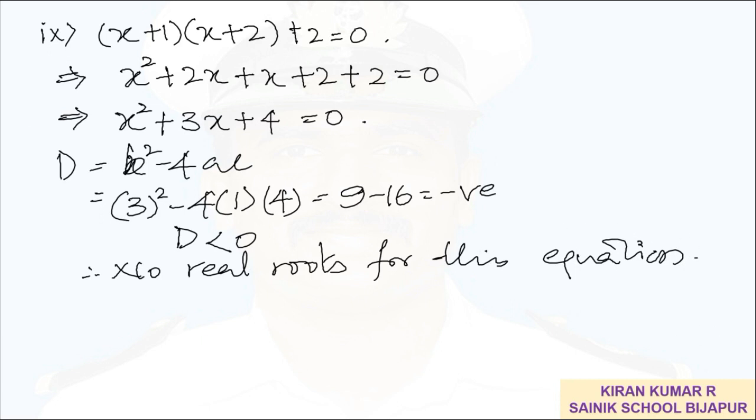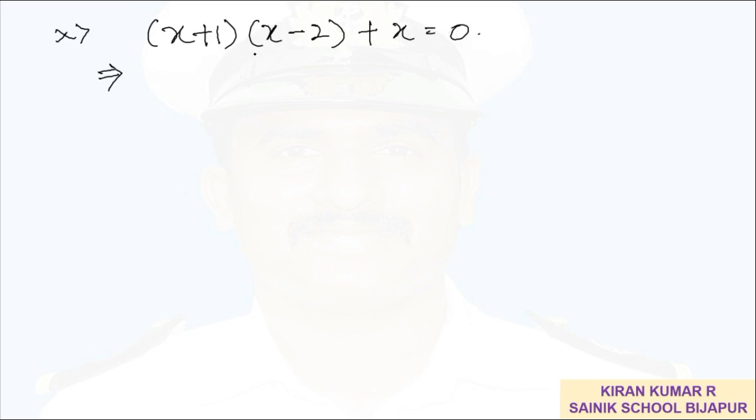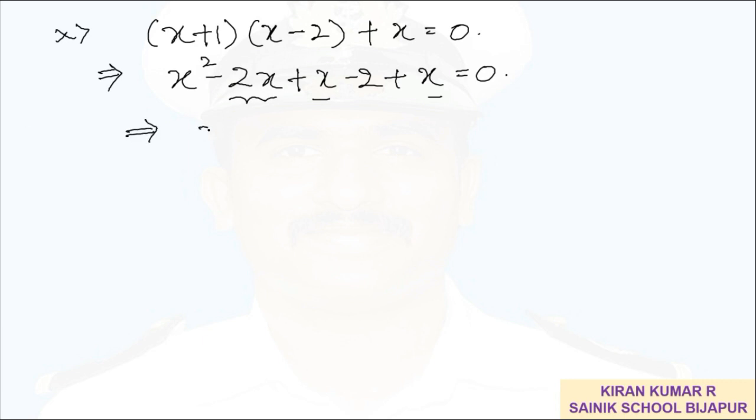Let's solve the last one, question 10. We have (x plus 1) multiplied by (x minus 2) plus x equal to 0. Let me multiply these two terms to make it as a standard one. I get x squared minus 2x plus x minus 2 plus x equal to 0. Here this x plus x becomes 2x and this negative 2x will get cancelled. The equation turns out to be x squared minus 2 equal to 0.